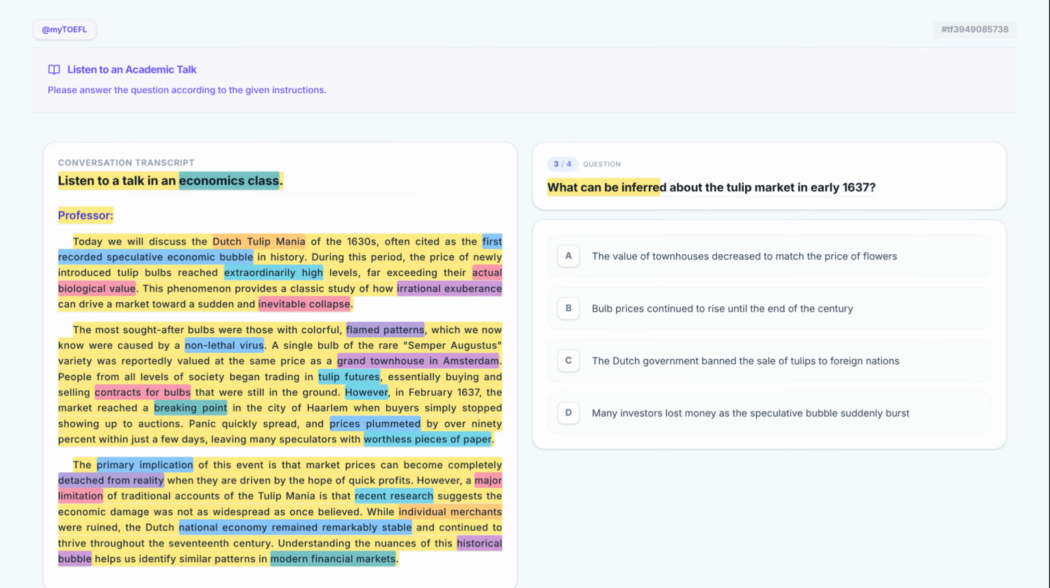What can be inferred about the tulip market in early 1630s? This question asks us to infer the state of the market in early 1637. We should look for the description of the crash that happened in February of that year.